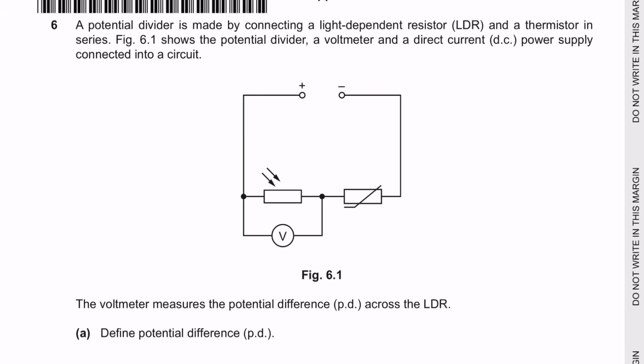Question 6. A potential divider is made by connecting a light-dependent resistor and a thermistor in series. Figure 6.1 shows the potential divider, a voltmeter, and a direct current DC power supply connected into a circuit. The voltmeter measures the potential difference across the LDR. So this is the LDR, this is the thermistor, and a voltmeter placed across the component.